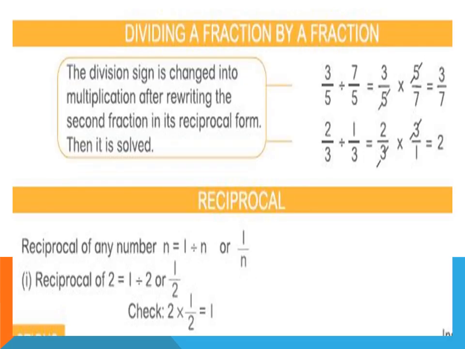Dividing a fraction by a fraction, the division sign is changed into multiplication after rewriting the second fraction in its reciprocal form. Now, what is the reciprocal form? Reciprocal of any number n is 1 divided by n, or 1 by n. That means reciprocal of 2 will be 1 by 2 and the reciprocal of 3 by 4 will be 4 by 3. So basically when we find the reciprocal of a given fraction, the numerator becomes the denominator and the denominator becomes the numerator.